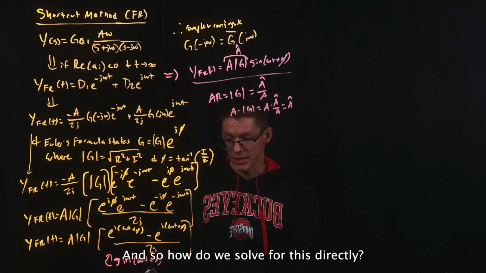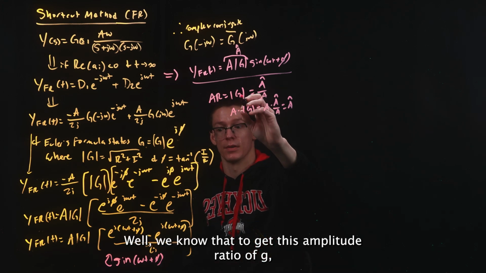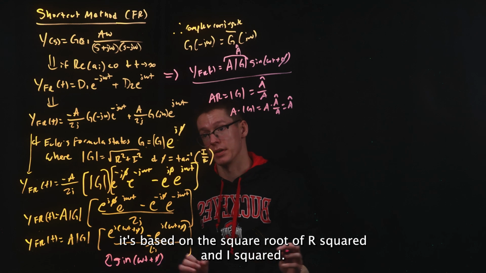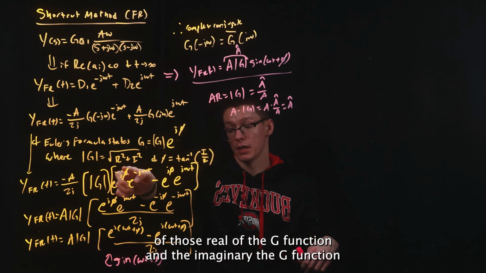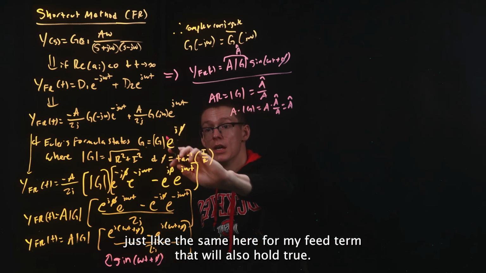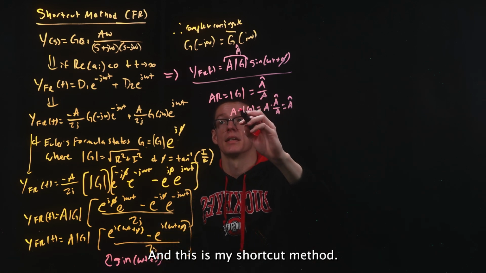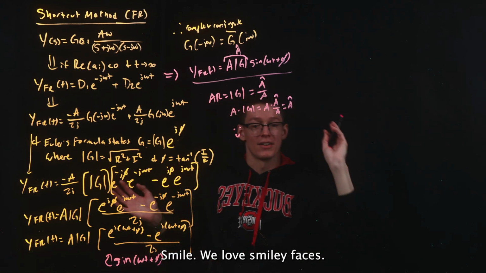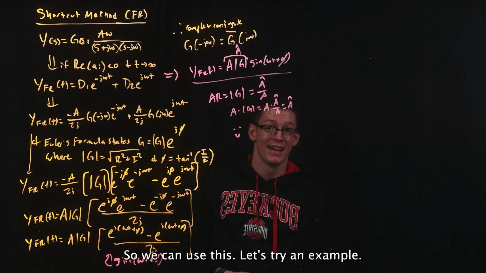And so how do we solve for this directly? Well, we know that to get this amplitude ratio of g, it's based on the square root of R squared and I squared. So that's going to be the square root of the real part of the g function squared plus the imaginary part of the g function squared. Just like the same here for my phi term, that will also hold true. And this is my shortcut method, smile. We love smiley faces. That's absolutely true. So we can use this.